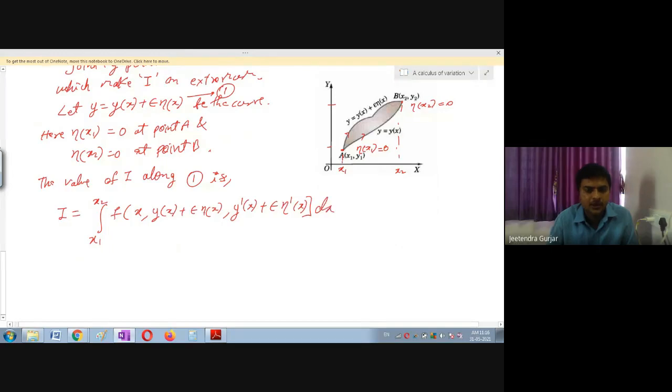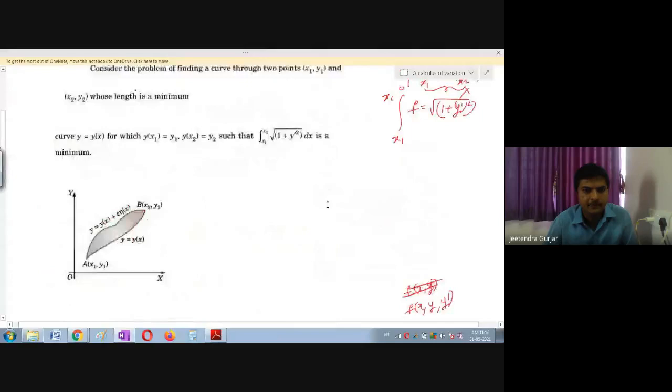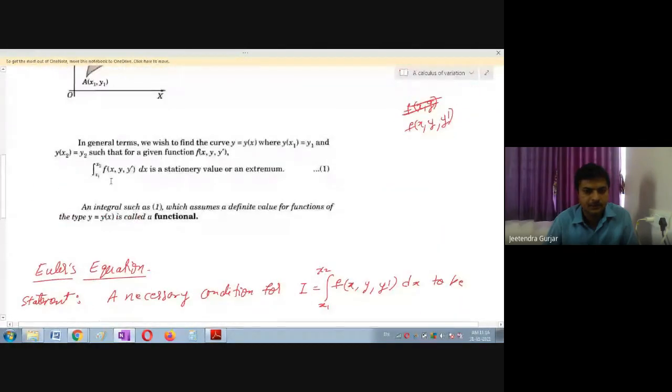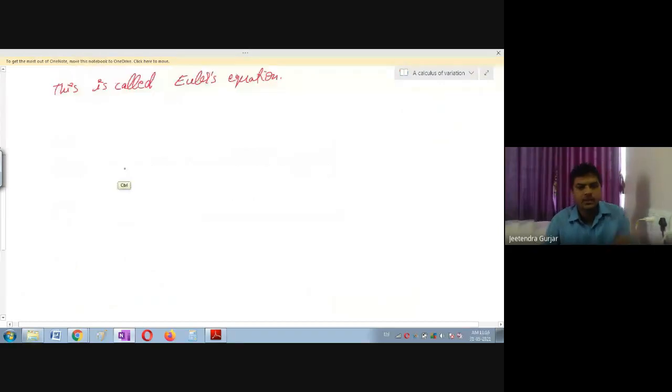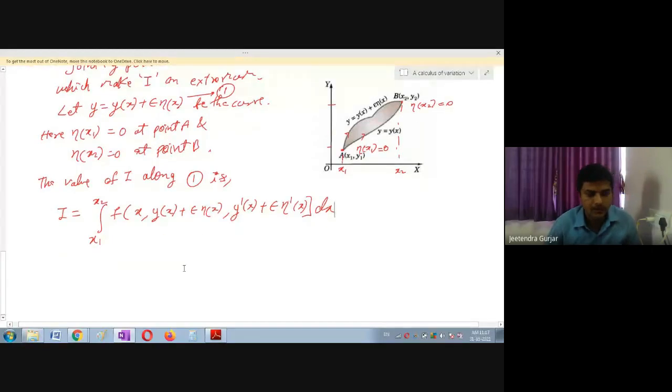By definition of functional, students, what is the functional definition? Already we have seen here, integration x1 to x2 f of x, y, y dash, where y dash is the differentiation of y. So by using that we get this integration I is equal to, is it clear? So now we see the conditions here, students.